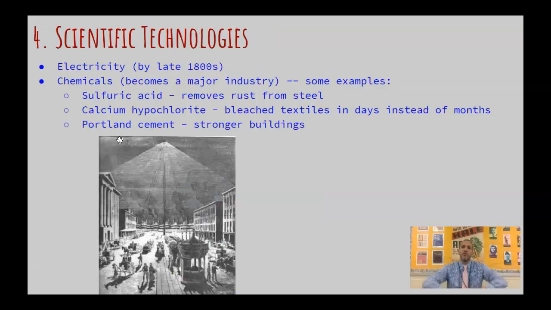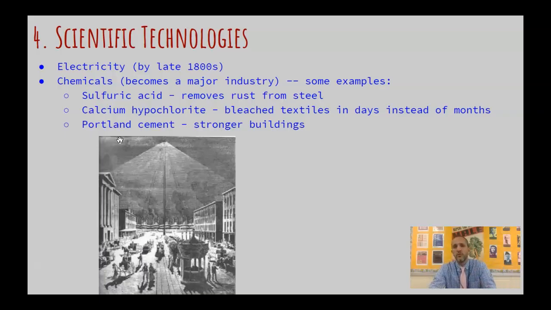And last but not least, we do have a huge increase in scientific technologies. If you're a science person, this part's for you. We are going to see by the 1800s the development of electricity, which in the United States is popularized and kind of perfected essentially by Thomas Edison, who it took many years and many failures in order to eventually do this. So we're going to see electricity, which modern society and industrialized countries are completely 100% reliant on. If your power's ever gone out, you know what I'm talking about.